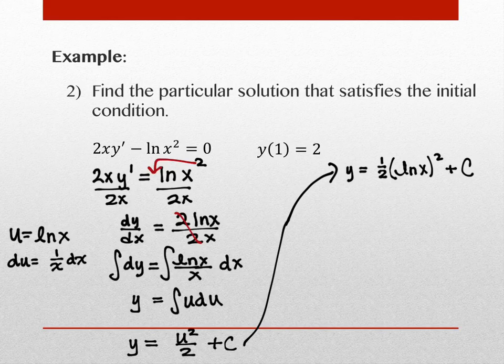If I were doing the last problem, I would be finished at this point. This is a general solution for this differential equation, but I wasn't asked to find a general solution. I was asked to find a particular one. So the last thing that I do when I'm asked to find a particular solution is use the other piece of information. It tells me y of 1 is equal to 2. So that means the y value is 2 and the x value is 1.